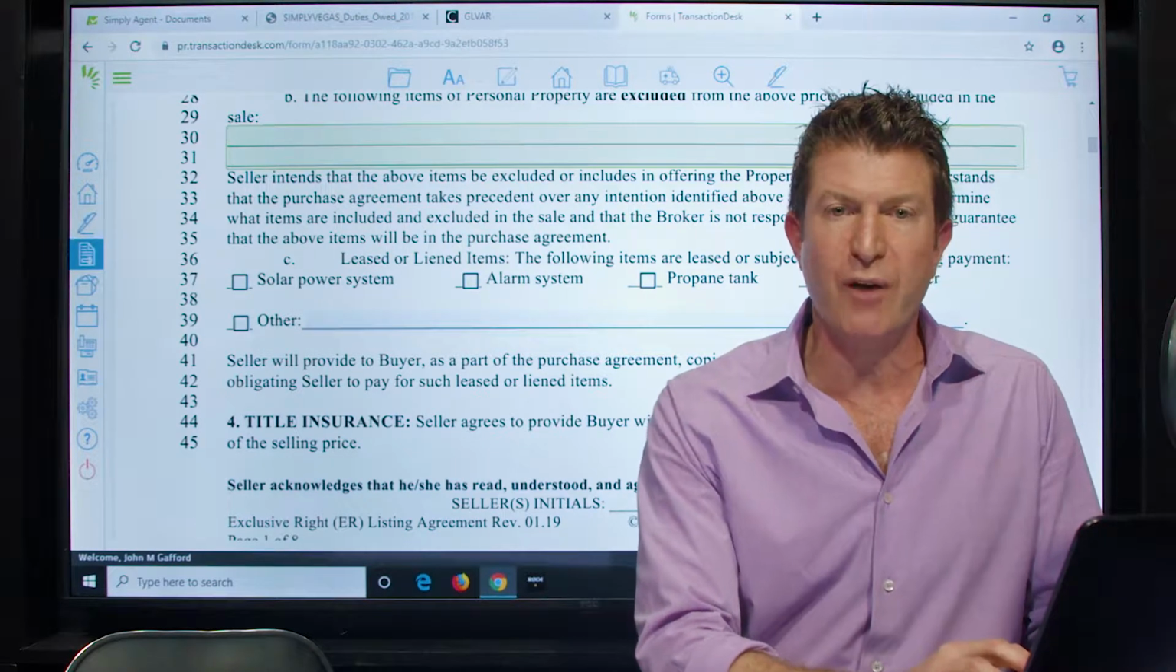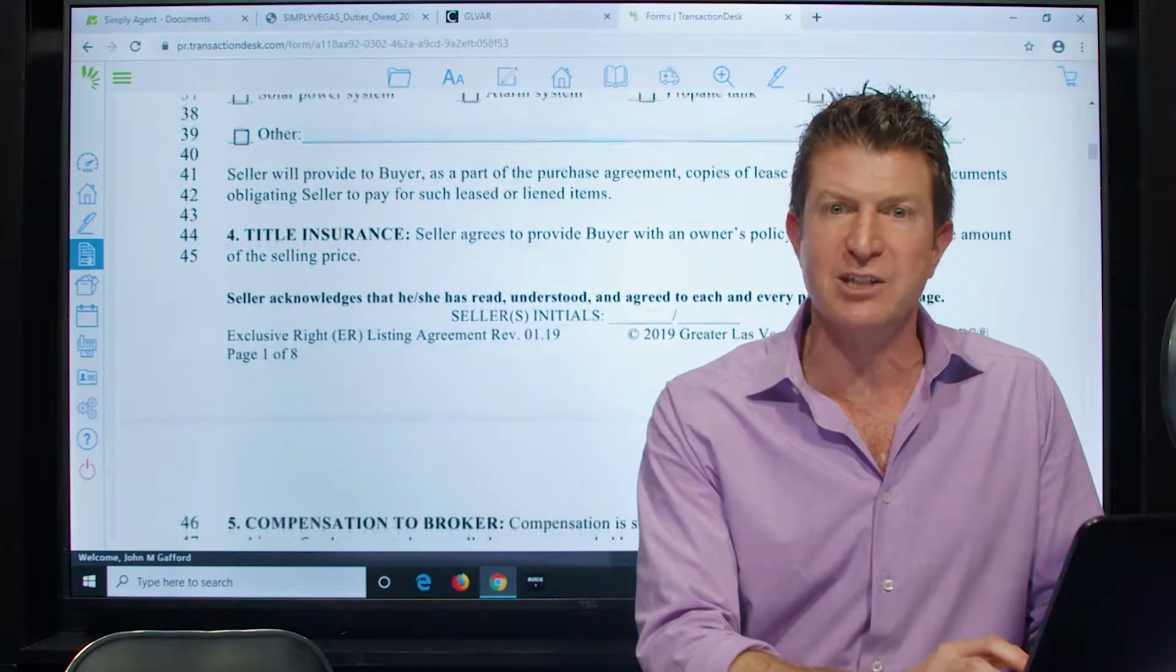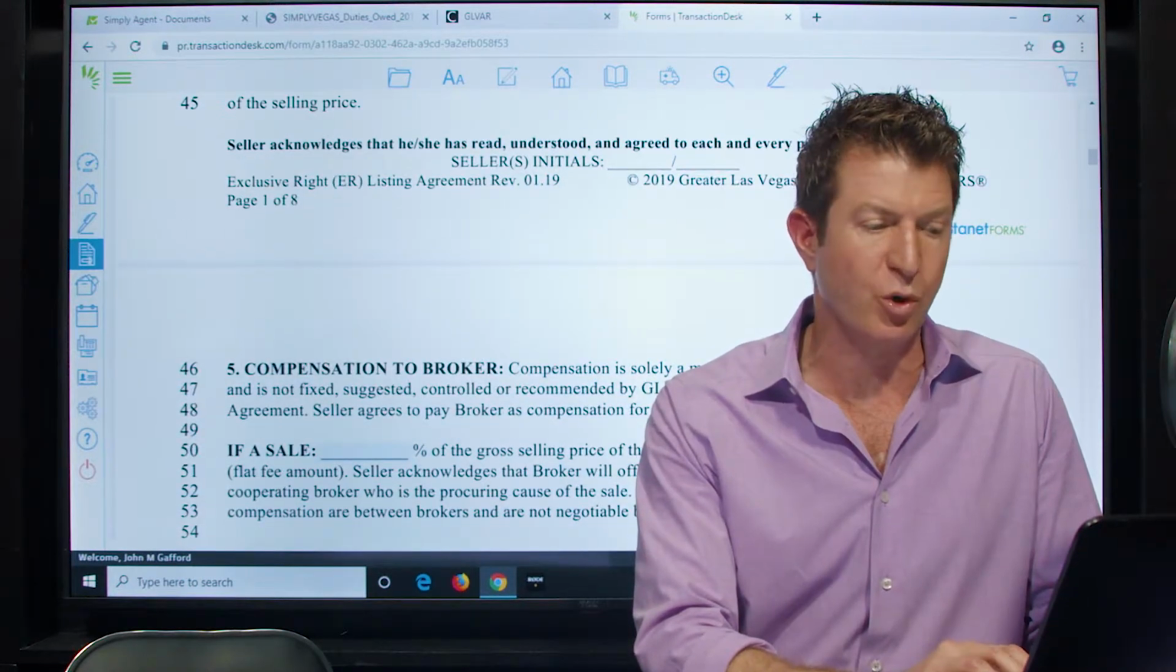Items that can sometimes be leased are next along here, solar power being the most important thing. We find ourselves having a lot of issues with leased solar, so make sure you find out from your seller at that time whether their solar is leased or owned.